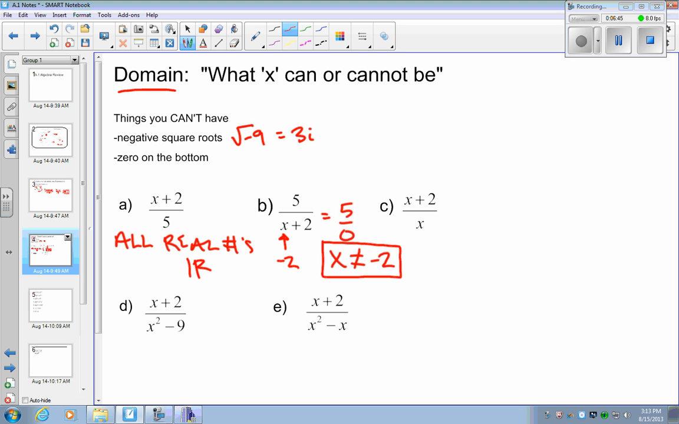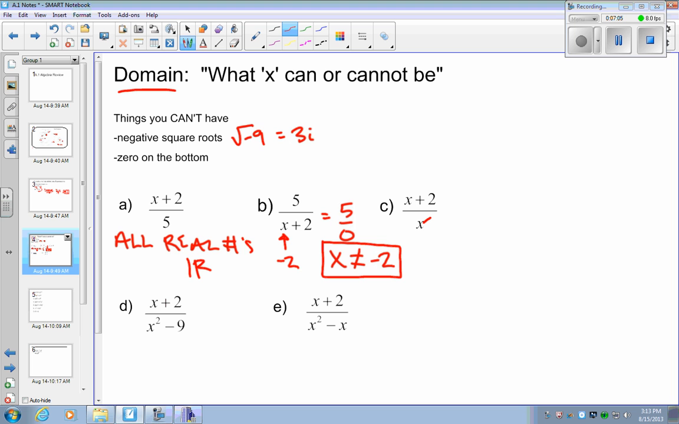Next one, part C. So an x plus 2 over an x. Again, you don't really care about the top. You can plug in whatever you want here, and that's going to be okay if you ignore the bottom. You can plug in a 0, you can plug in a -2, all that stuff. The problem comes in with the x on the bottom.